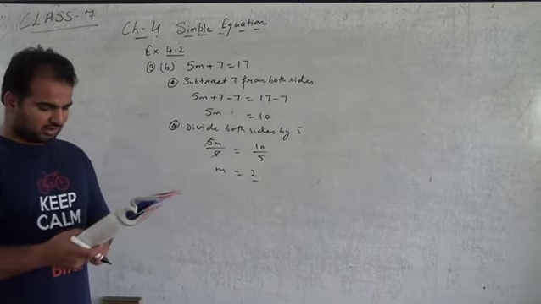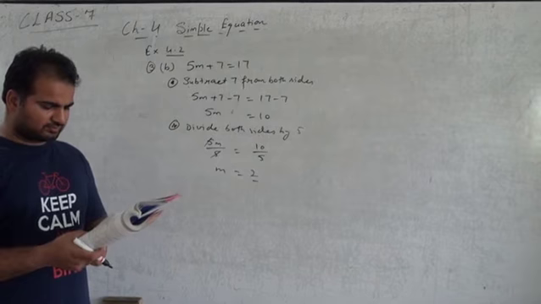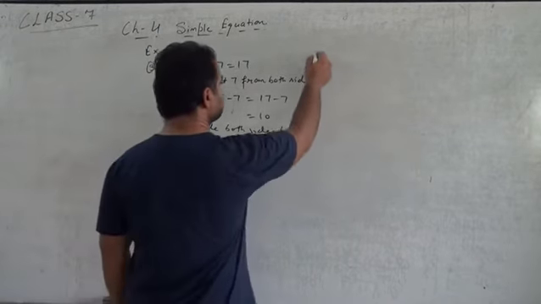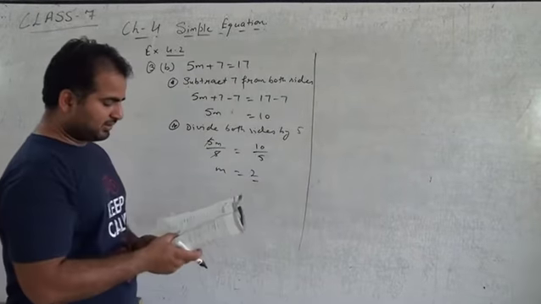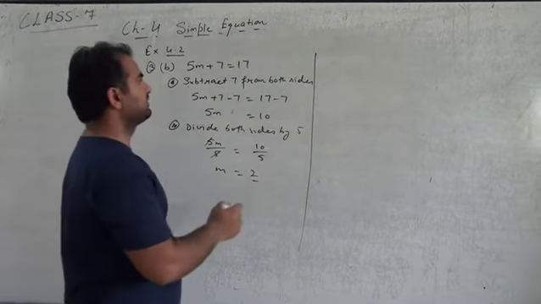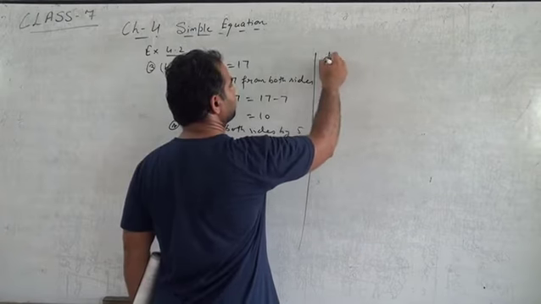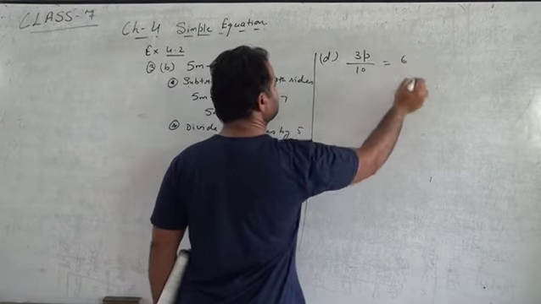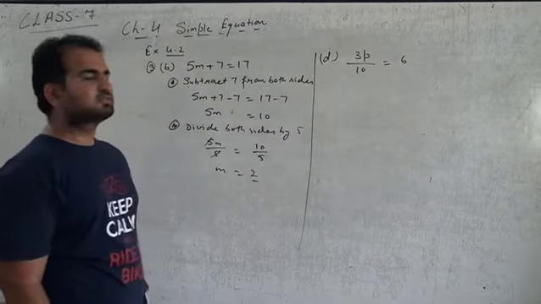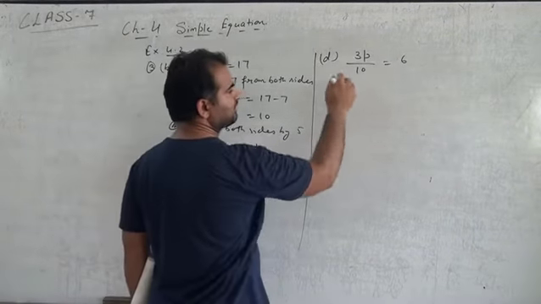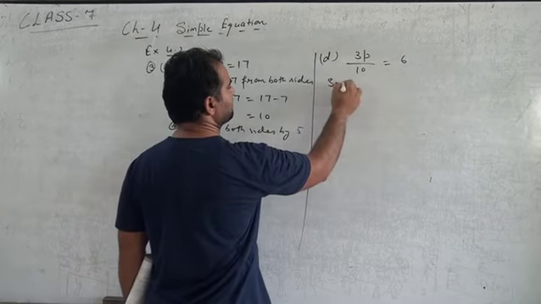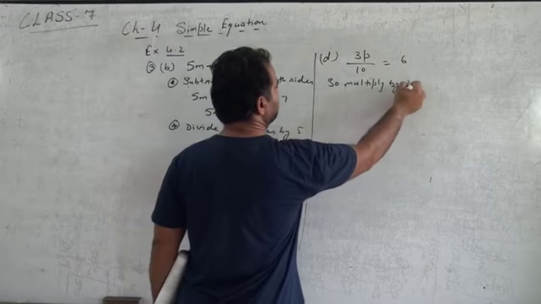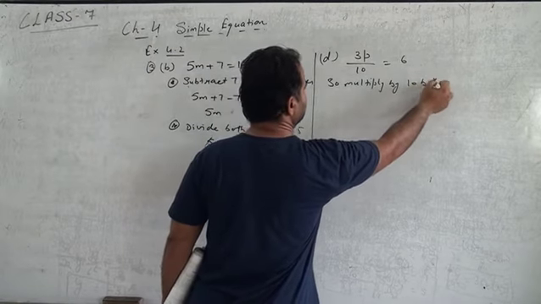Okay. I am doing question number D. Question number D is 3p upon 10 equals 6. So first of all, get rid of this 10. So multiply both sides by 10.